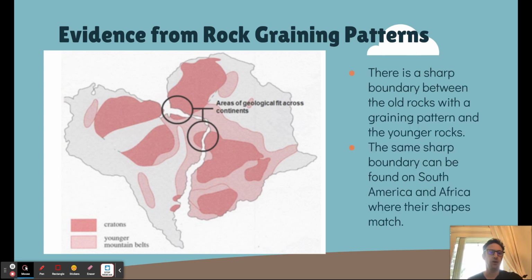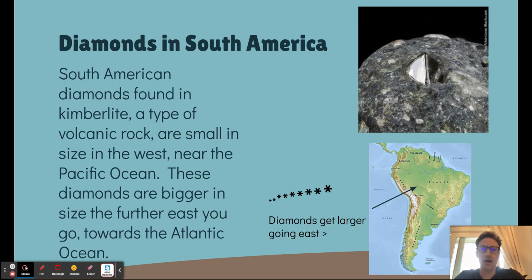They found a sharp boundary between the old rocks with the graining pattern and the younger rocks. The same sharp boundary can be found on South America and Africa, where their shapes match. Not only did they find specific rocks, but they also started looking at diamonds. South American diamonds are found in a rock called kimberlite, a type of volcanic rock.